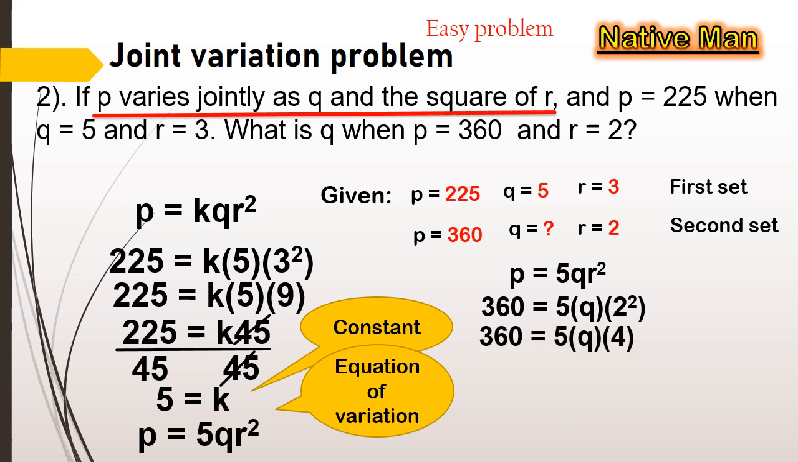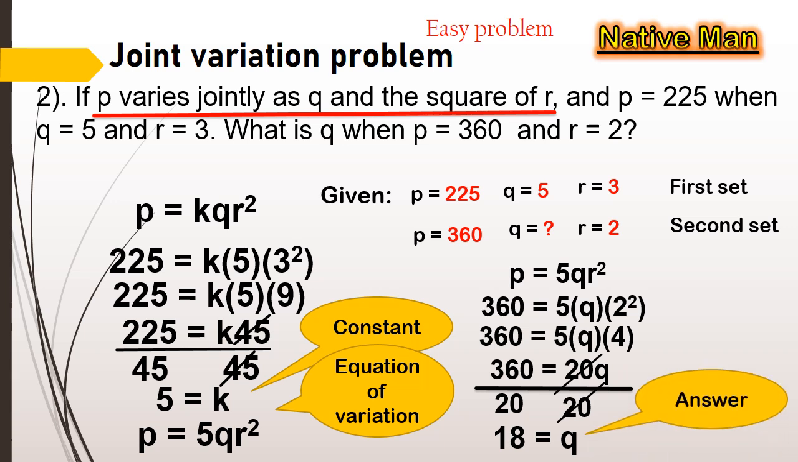So, 5Q4 yan. Then, multiply natin yung dalawang number. 5 times 4 is 20. And then, yung variable Q. So, 360 is equal to 20Q. Then, remove 20 by dividing both sides of the equation by 20. So, cancel natin yung 20. Matitira dyan ay Q. So, 360 divided by 20 is 18. So, 18 is equal to Q or Q is equal to 18. That is the final answer.